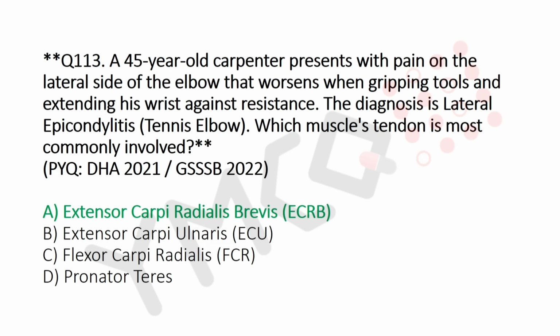Tennis elbow is an overuse injury of the wrist extensors. While multiple muscles attach to the lateral epicondyle, extensor carpi radialis brevis is always the primary tendon that gets damaged and inflamed.